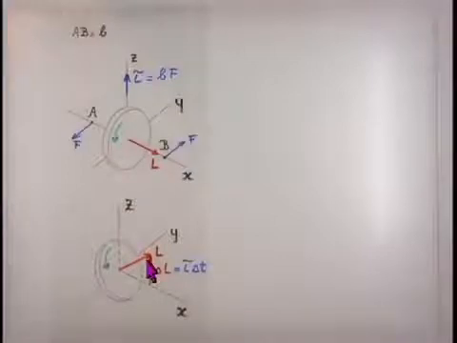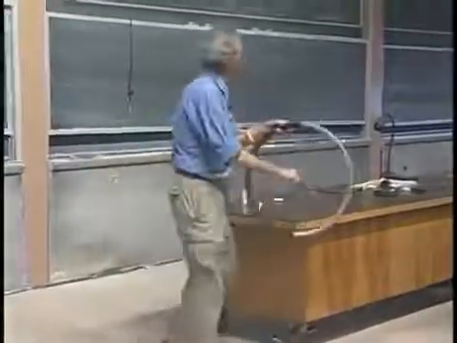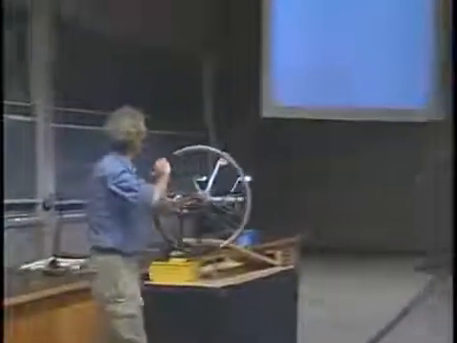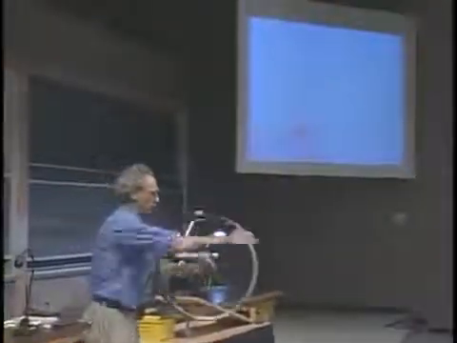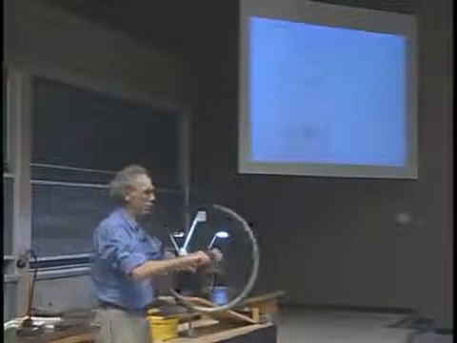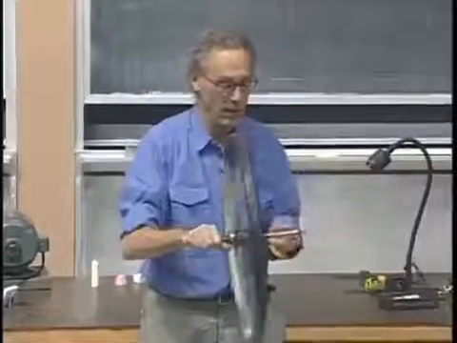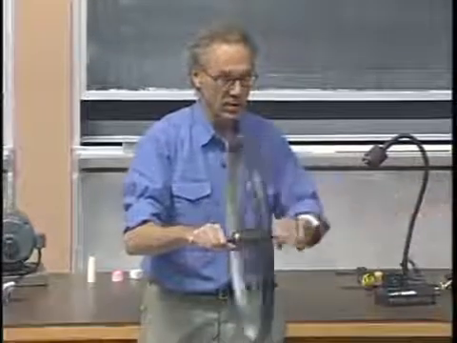In other words, I hold it in my hand, the wheel. I give it a spin. I hold it in my hand. I spin it towards you. And I'm going to put my right hand towards you and my left hand away from you. The spin angular momentum is now in this direction. So I'm going to give it a torque like so, that means up.